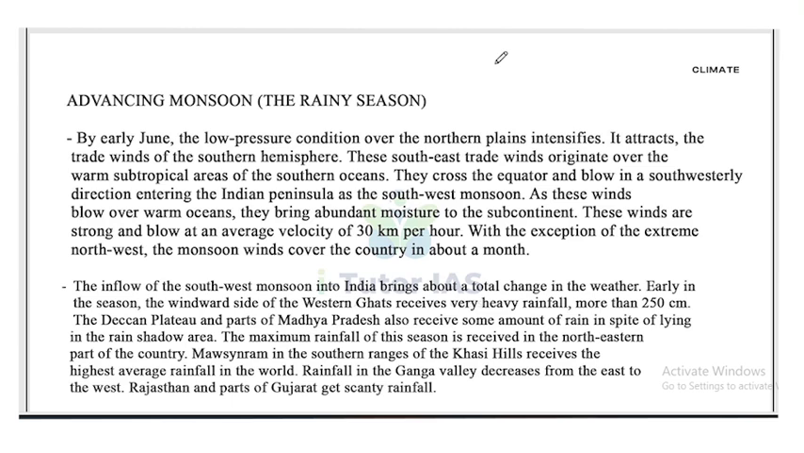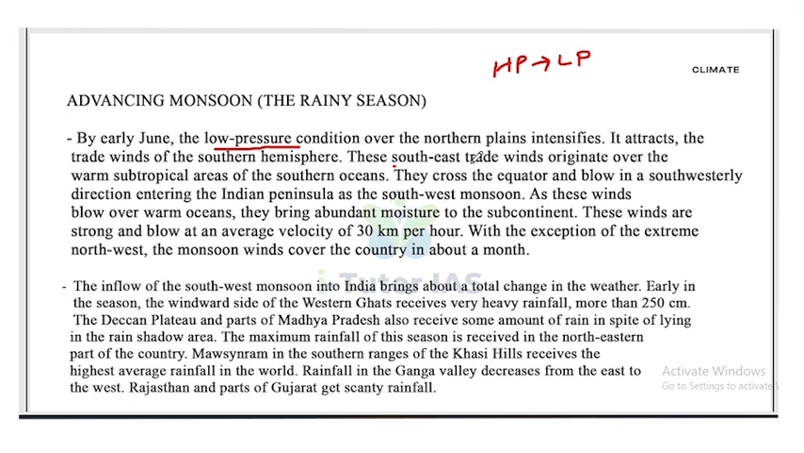Normally, the winds flow from high pressure area to low pressure area. So the northern plains have a low pressure condition, and they attract the trade winds of the southern hemisphere.